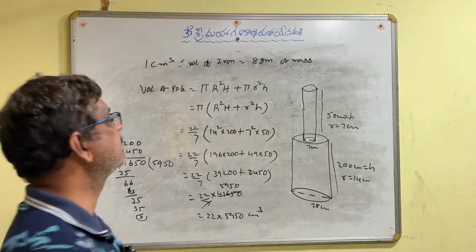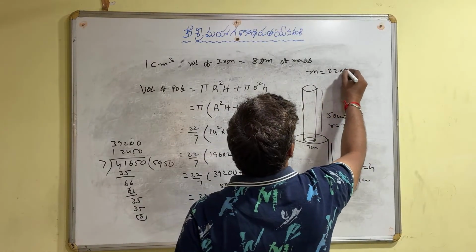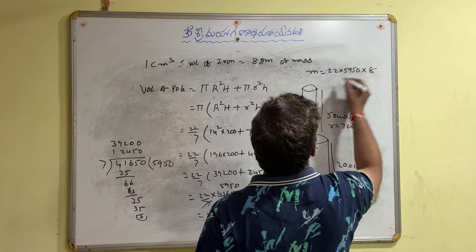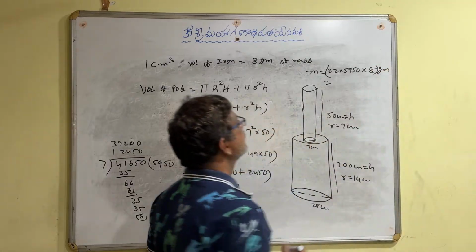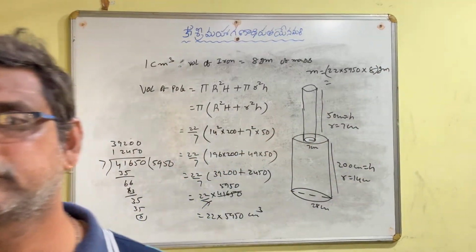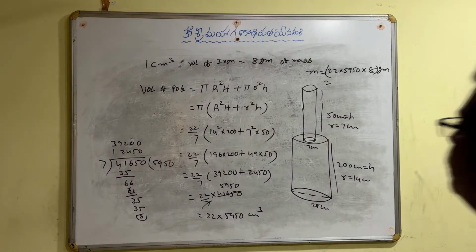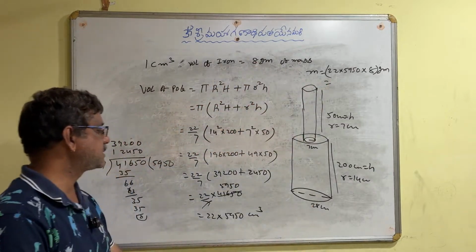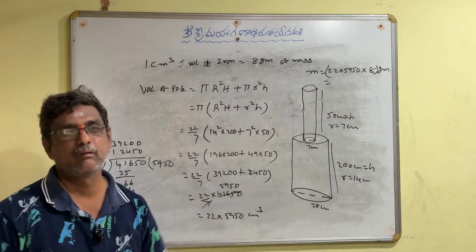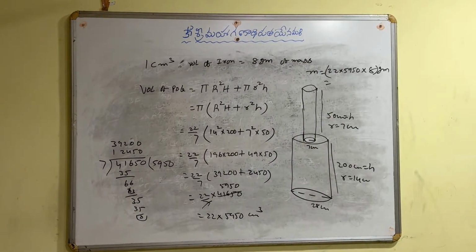Then the mass will be equal to 22 into 5950 into 8 grams. Even at the end you have to multiply with 8 grams, because 1 centimeter cube volume is 8 grams. So this much centimeter cube volume will be into 8. Okay?